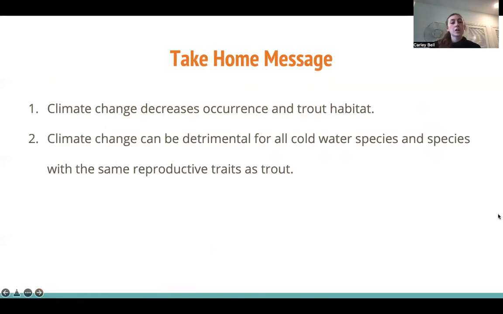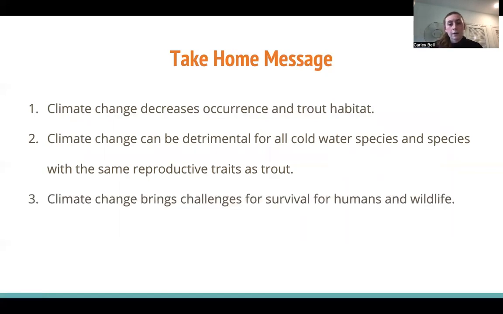And next, climate change can be detrimental for all cold water species and species with the same reproductive traits as trout. So we saw those two things about trout, them having the reproductive strategies that they do, and them being ectothermic and cold water species, those were the two things that made them vulnerable to climate change. And so other fish or any other species that share these traits with trout will be vulnerable to climate change also. So not only can climate change be detrimental to trout, but it can also be detrimental to species that are similar to trout. And lastly, climate change brings challenges for survival for humans and wildlife.